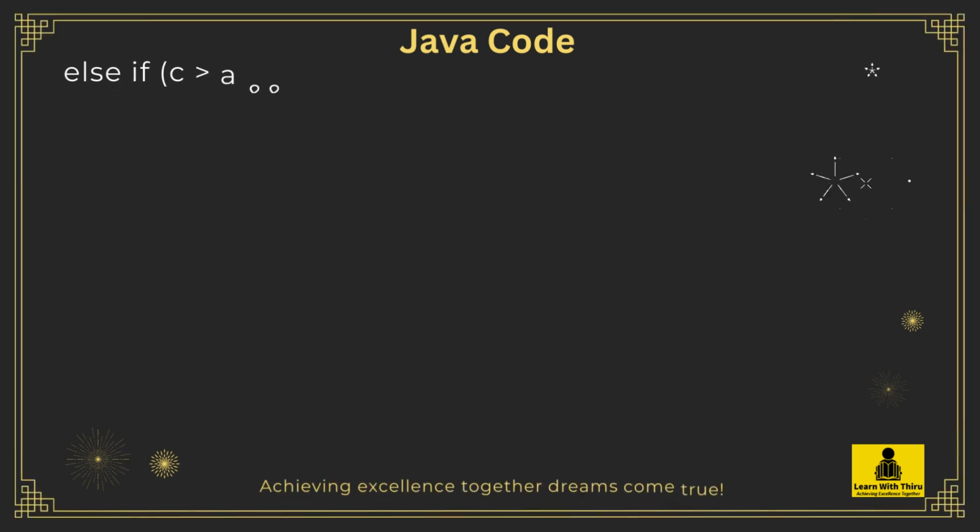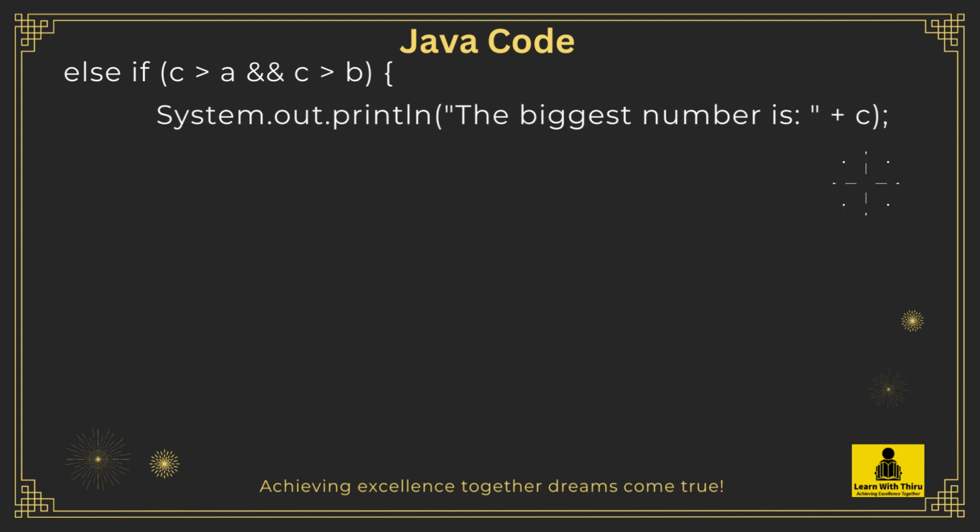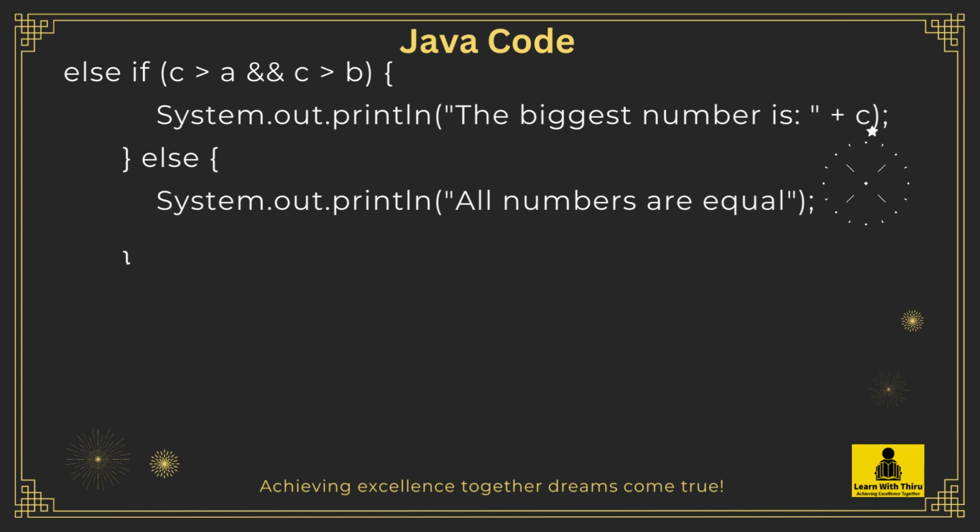Else if c greater than a and c greater than b, System.out.println("The biggest number is " + c). Else, System.out.println("All numbers are equal").